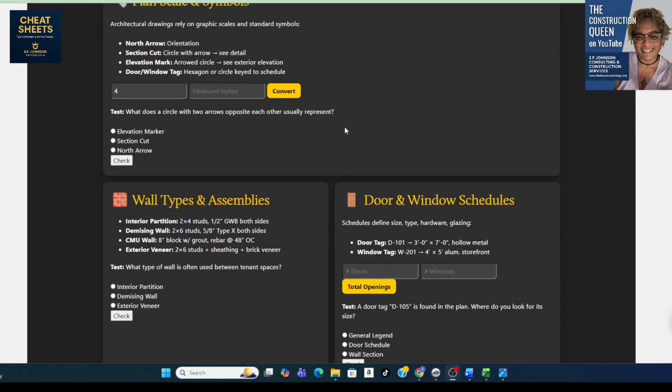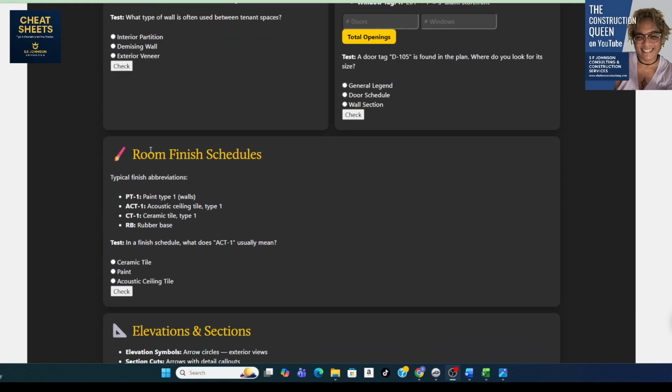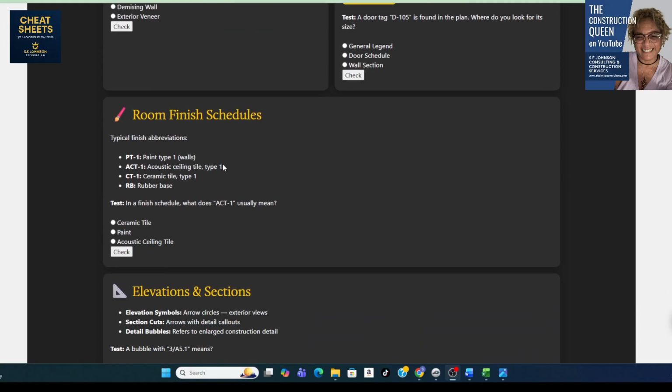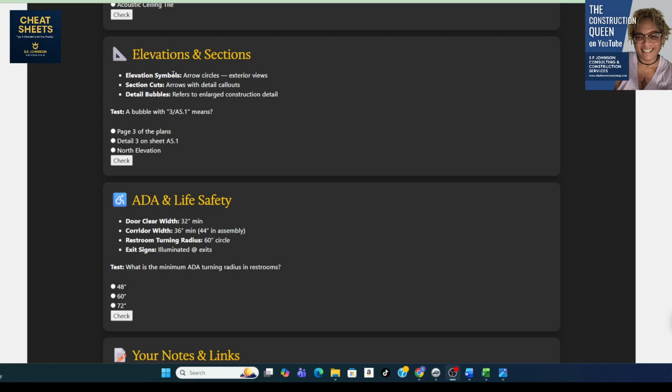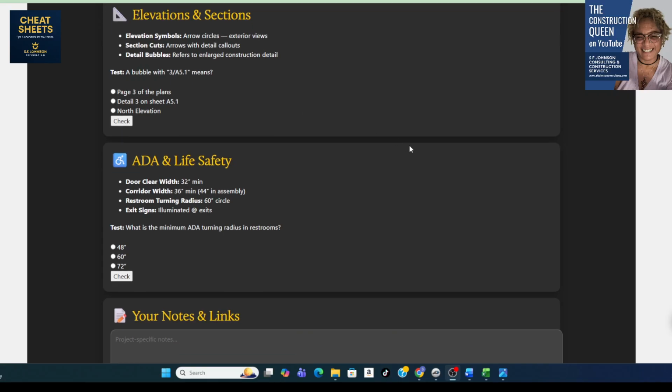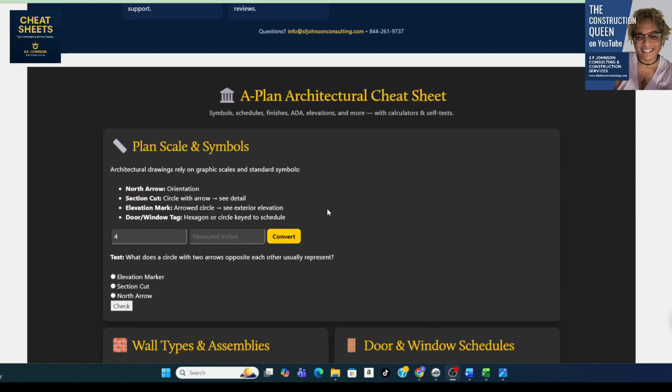Plan, scale, and symbols, okay, wall types and assemblies, door and window schedules, room finishes, gives you examples of what you will see on the plans and how to make good sense of all of it. Elevations and sections, kind of pretty much the hardest thing that a new person has to get their mind wrapped around when you are trying to make sense of a 3D thing on a piece of paper. So this was designed just to help you navigate through the architectural set.